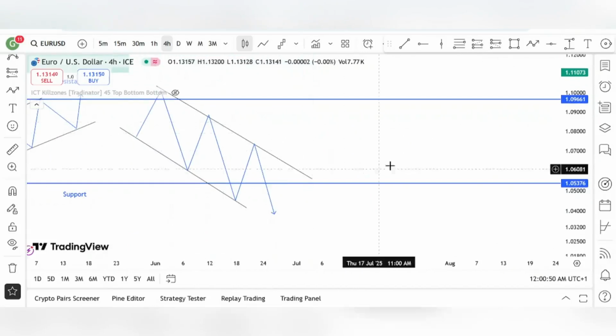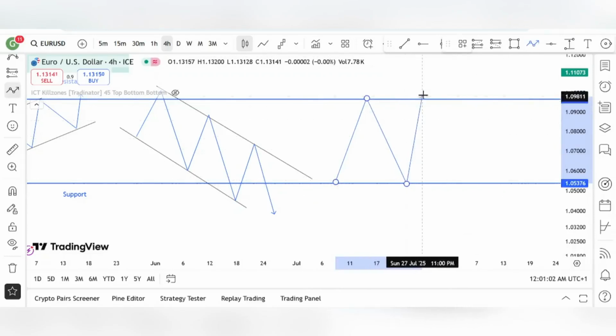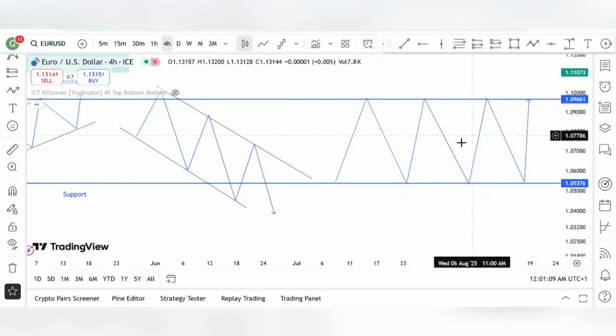And then the last but not the least, we have the horizontal channel pattern. So you see this now? Yeah, something like this. This is what we call the ranging market. This is the best definition of a ranging market. So this is a horizontal channel pattern.